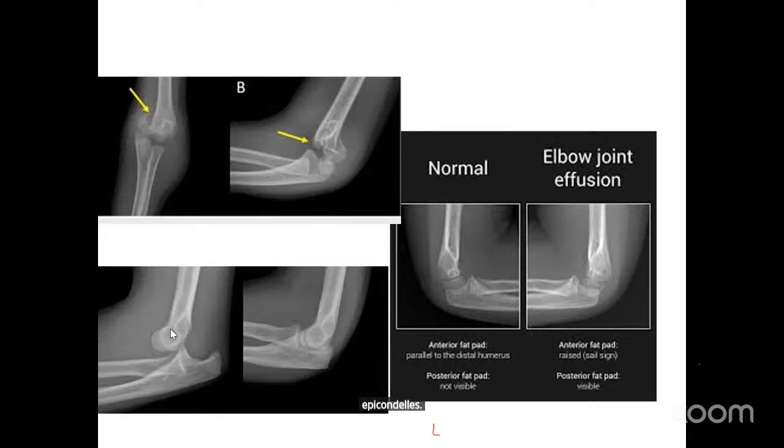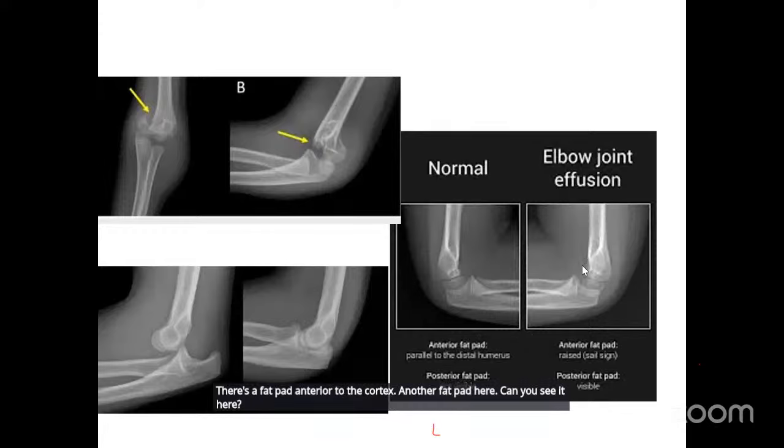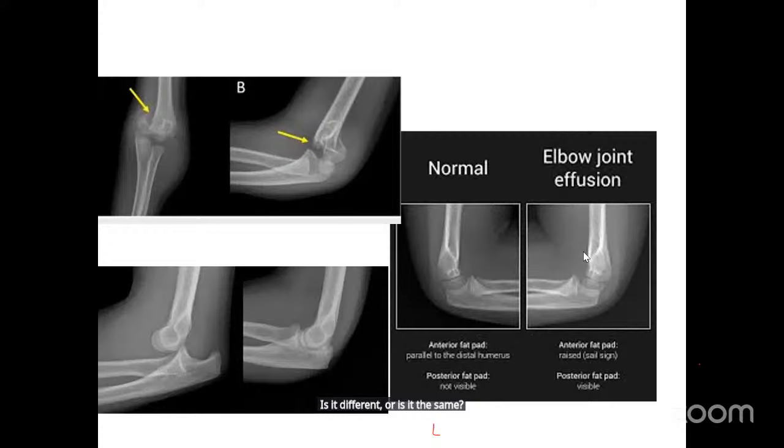Epicondyle, isn't it? Look here. There's a fat part anterior to the cortex. The other fat part here. Can you see it here? Is it different or is it the same? Can you see some shadows here? Yes, there are some shadows, but they are not here on this normal side.